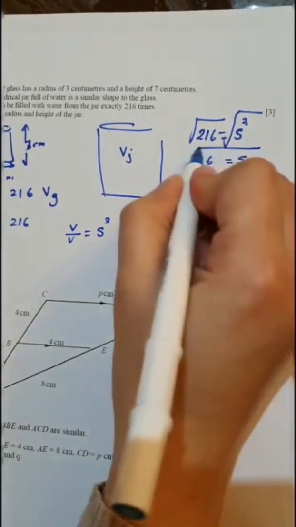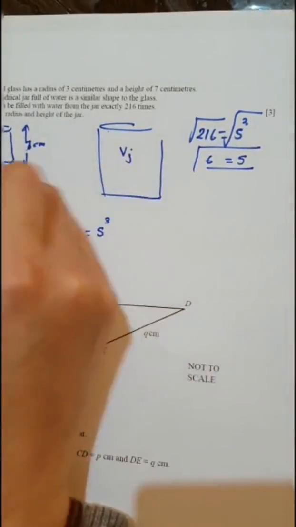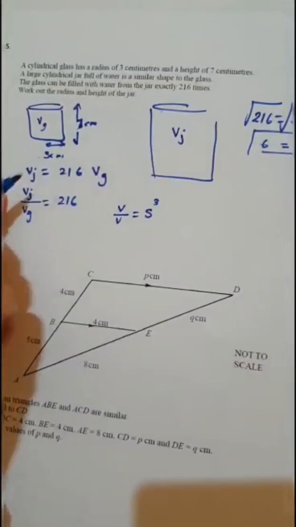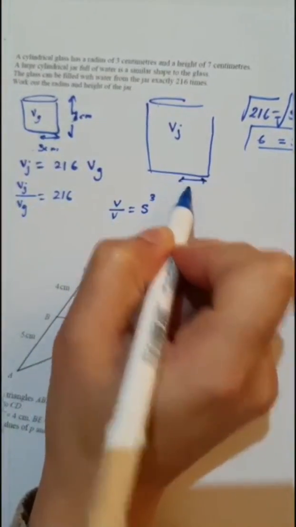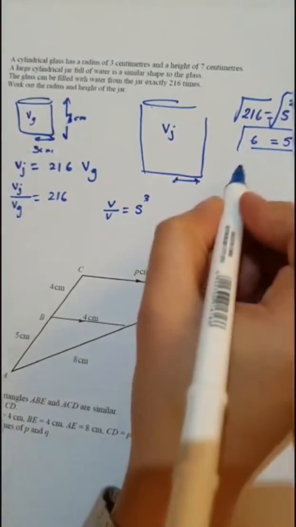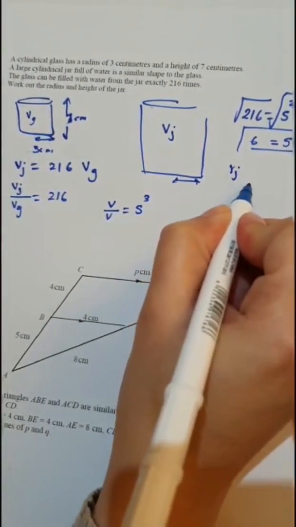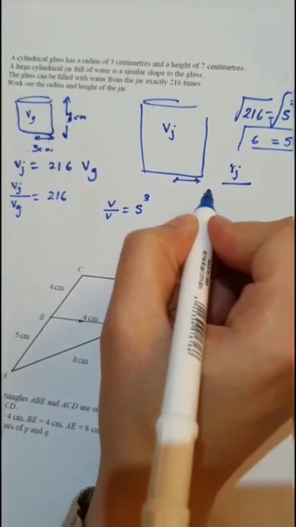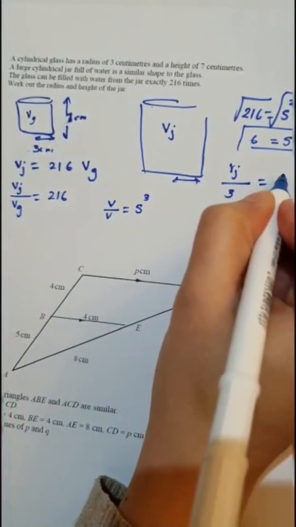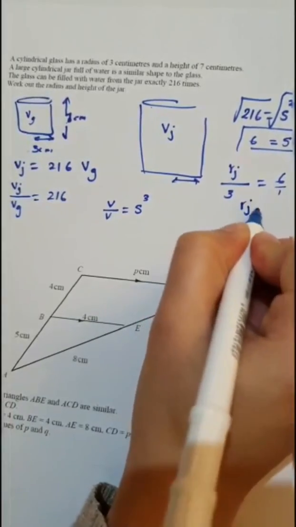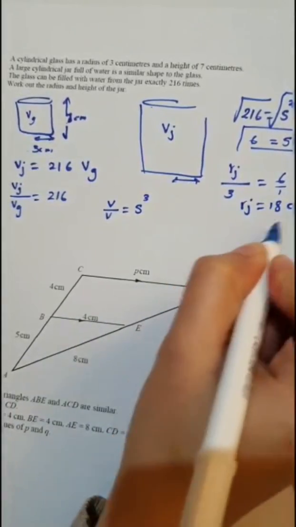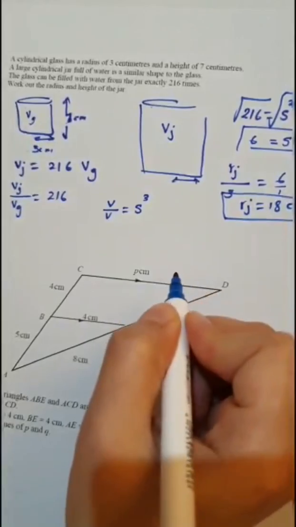So this scale factor is what I'm going to use to find the missing parts. Now I need to compare the radius, which is given to me, with the new radius that I need to find. I want to find the radius of the jar. So the radius of the jar over the radius of the glass, which is 3, is equal to 6. By cross multiplication, I get the radius of the jar equal to 18 centimeters. This is the first part that I need to find.